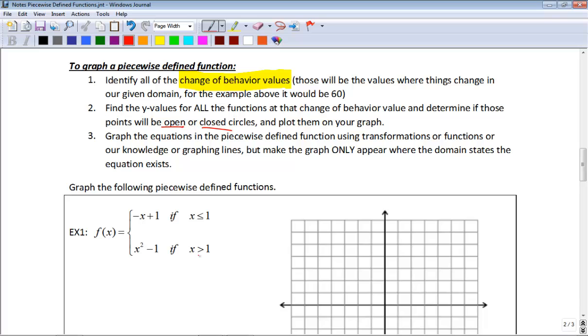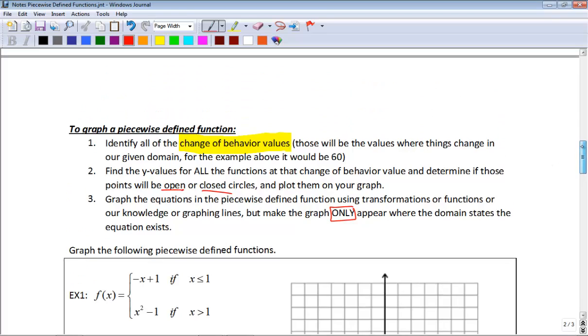Then you want to graph the equations using either transformations of functions like we learned in the section before, or you graph them from what you know about lines. So they're either a horizontal line, a vertical line, or you're looking for slope and y-intercept. But you have to make sure that the graph will only appear where the domain states it exists.